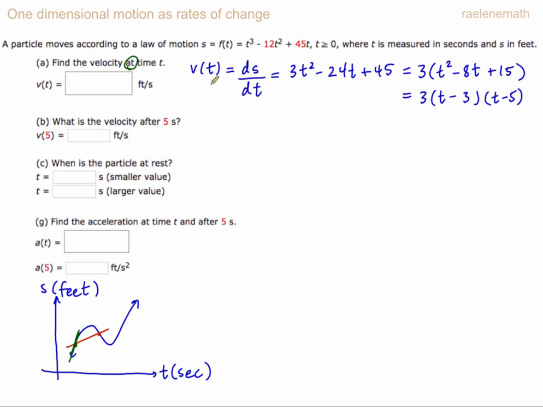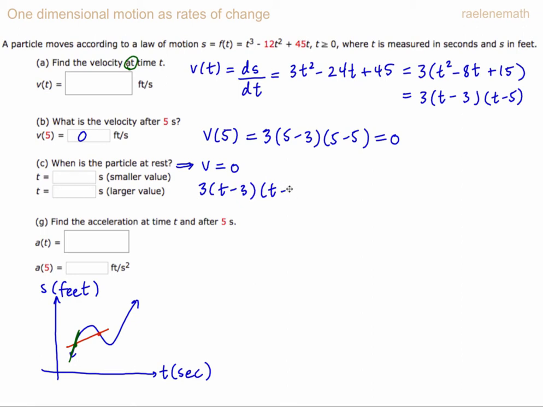Now the question is, what's the velocity after 5 seconds? It's simply a matter of evaluating, but I notice that 5 is one of the zeros, and so 5 minus 3 times 5 minus 5 gives me 0 feet per second. And then, when is the particle at rest? The particle at rest is just another way of saying velocity is equal to 0, so now we're working backwards, and it is practical that I have my factored form, because from here I can see my two time values that produce a velocity of 0 are either t equals 3 seconds or t equals 5 seconds. So you can put those in here.